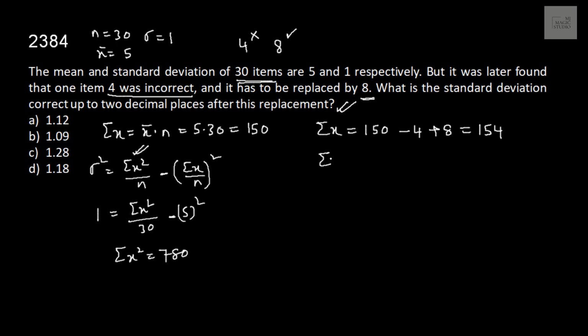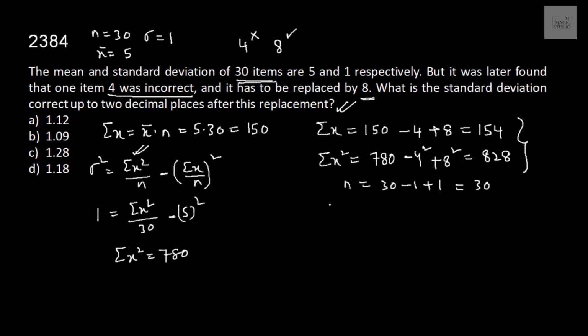We need to find the correct value of summation x square. That would be 780, the wrong total, minus the square of the wrong number, add up the square of the correct number. Now 780 minus 16 plus 64 would be 828. Now correct value of n is again 30 minus 1 plus 1, minus 1 for taking out 4 and plus 1 for adding 8 to it. So ultimately we are left with 30 items again.